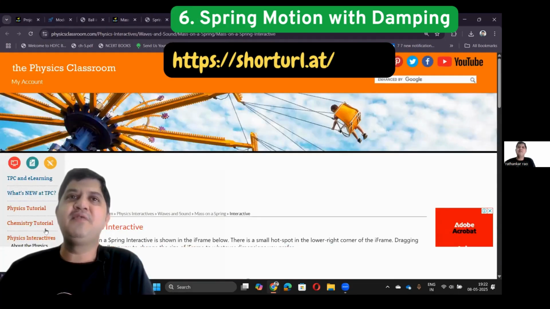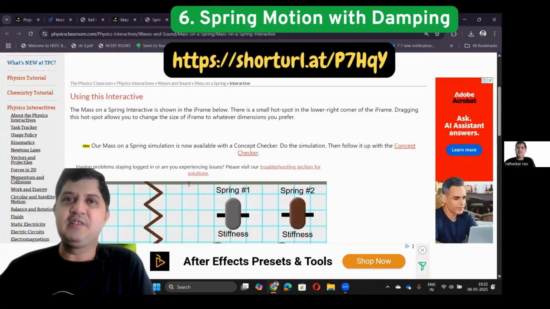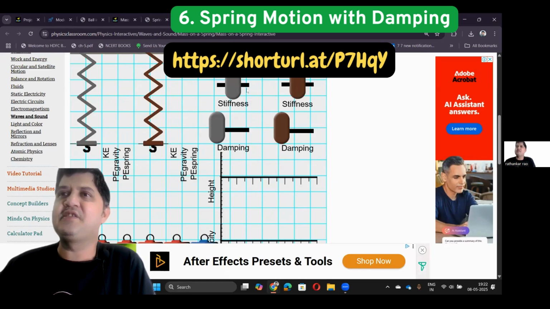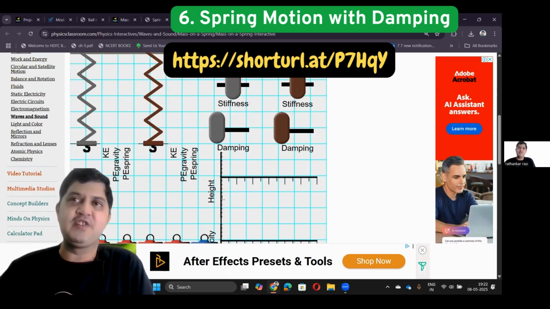Next comes the Physics Classroom. So this particularly focuses more on the stiffness of the spring and damping coefficient. What is the stiffness of a spring? The stiffness of a spring tells you how stiff a spring is, how elastic a spring is, or what do you call it? It's a stiffness constant, a spring constant.